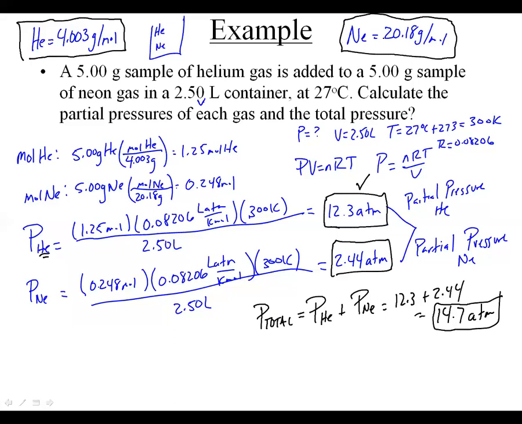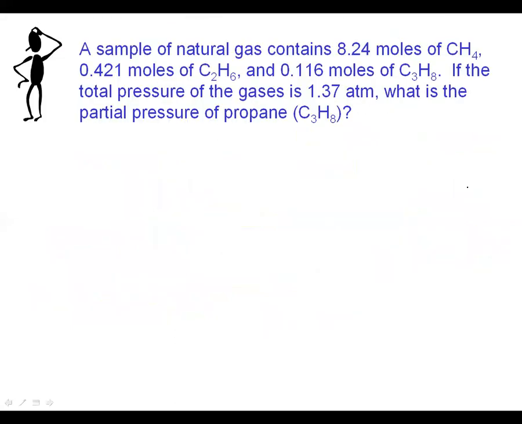All right, so I think we have another example. So why don't you give that a go there. A sample of natural gas contains 8.24 moles of methane, 0.421 moles of ethane, and 0.116 moles of propane. If the total pressure is 1.37 atm, what is the partial pressure of propane, which is the C3H8? So see what you come up with in this particular case. Take a moment or two.